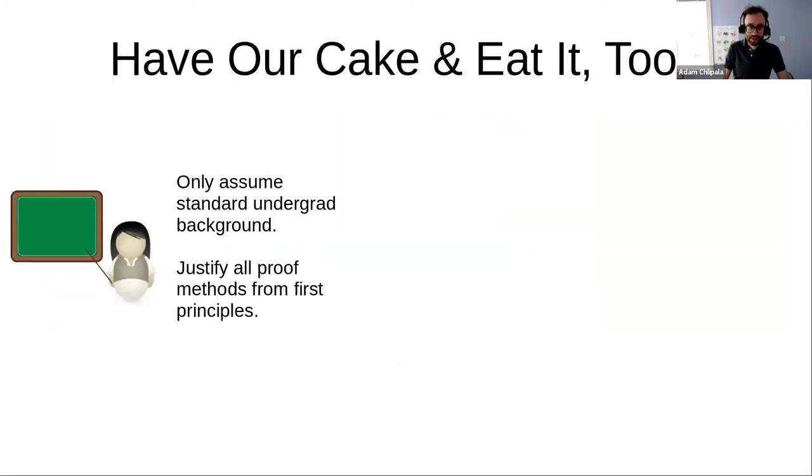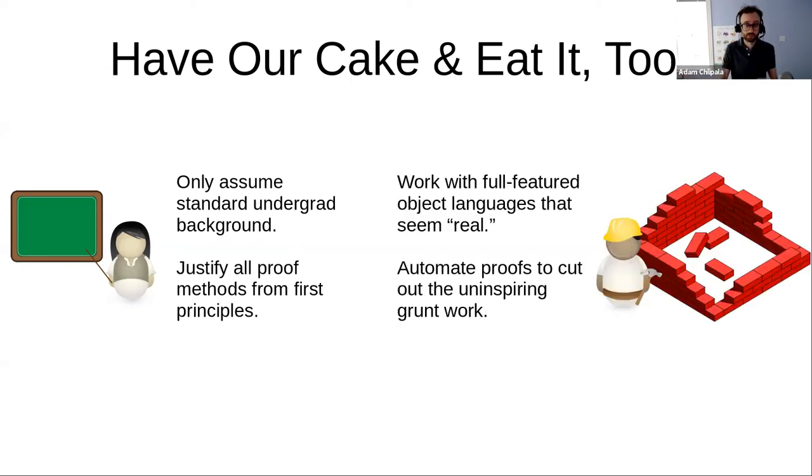I will say yes. So the class that I offer tries to mix some of those advantages. We will only assume standard undergraduate background in programming and theory. We will still take every proof principle we introduce and justify it from first principles. But we will also work with full-featured object languages, that is the languages that we study formally, that really let you write real-seeming programs. And we'll do a lot of proof automation to save students from having to spend their time on the less interesting parts of proofs.